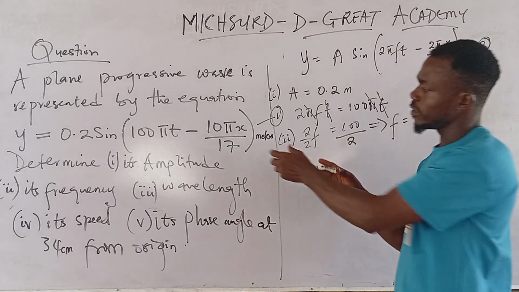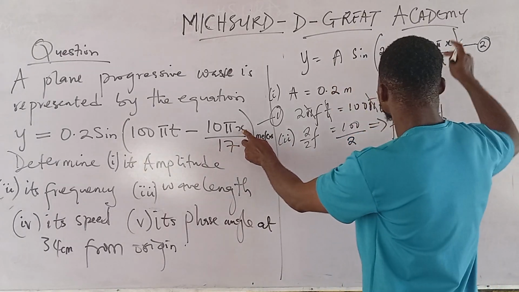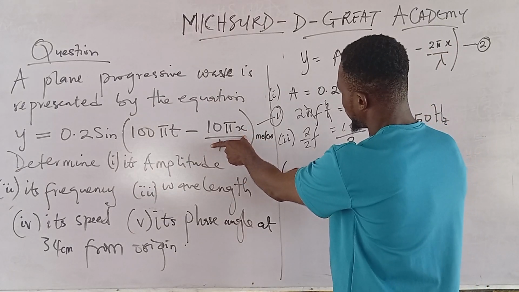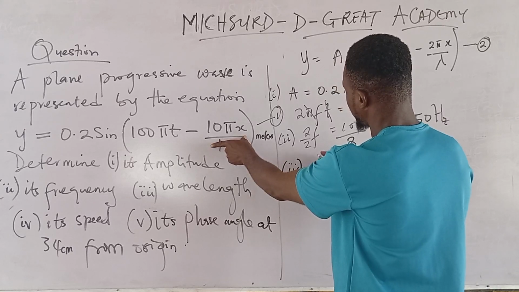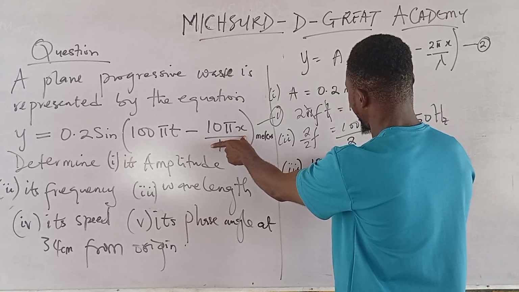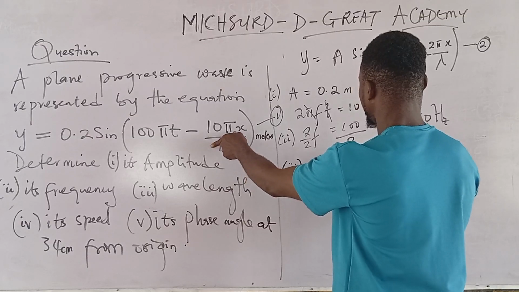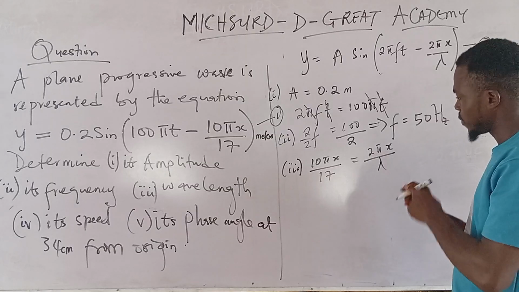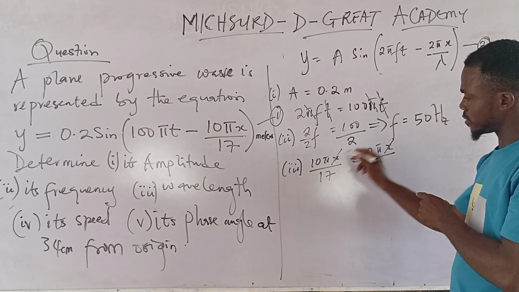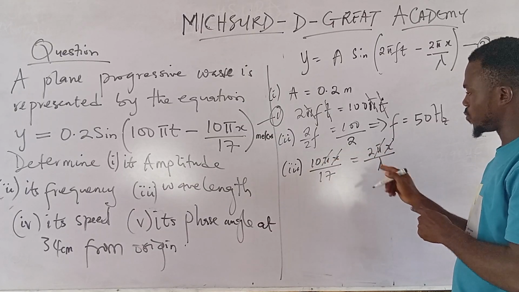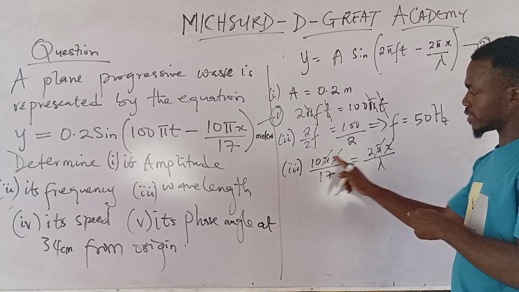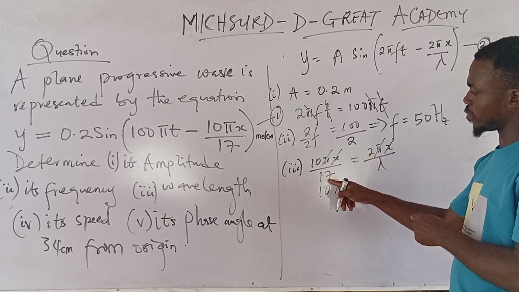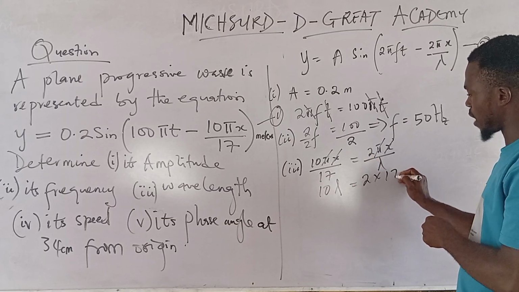Now we also compare with this. Remember, we say x is the yardstick for the comparison. These two have the x, so we compare it. That means from the comparison that 10πx/17 is equal to 2πx/λ. You can see that we cancel out x and we cancel out π. So we have this left. We can cross multiply, so that 10 multiplies with λ, which is 10 times λ, is equal to 2 multiplied by 17, so we have 2 times 17.